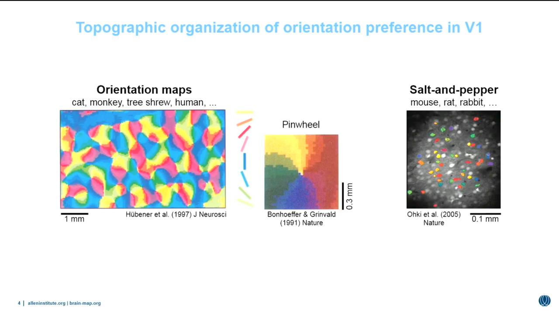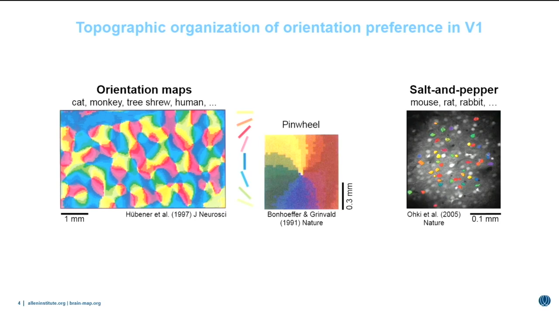This is shown here on the left, where you see a top view onto cat visual cortex, and the color encodes the preferred orientation of a given cortical region. For example, all the blue regions would prefer a vertical bar. And these maps were usually measured with optical imaging, so intrinsic signals. As I said, it's a pinwheel pattern where at the blades of the pinwheel, the orientation changes smoothly, and then you have a discontinuity at the center.